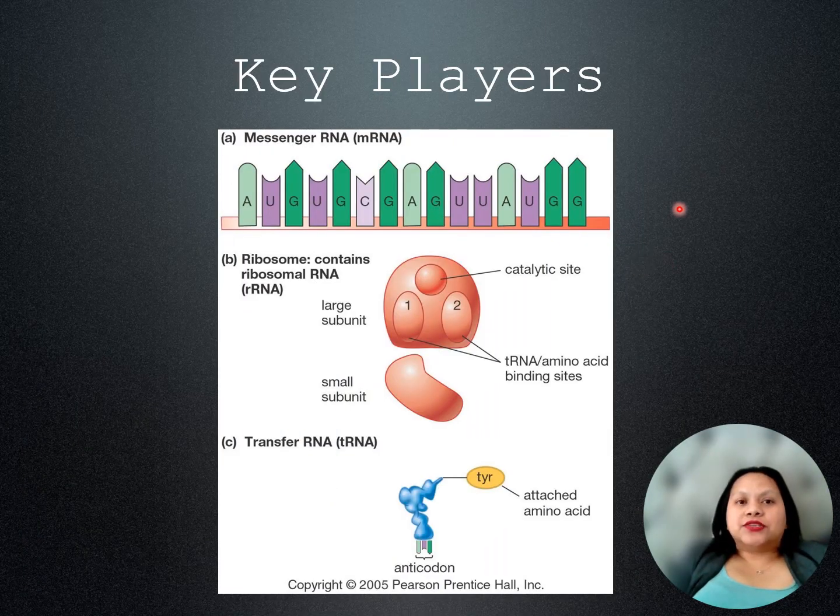The key players for these processes are the mRNA, which carries the information from a gene in the DNA; ribosomes, made of rRNA, which consist of subunits and carry out an enzyme-like role; and the transfer RNA, or tRNA, which carries specific amino acids to the ribosomes.